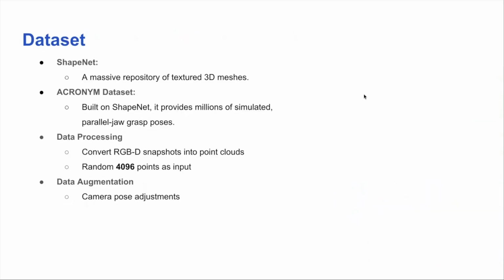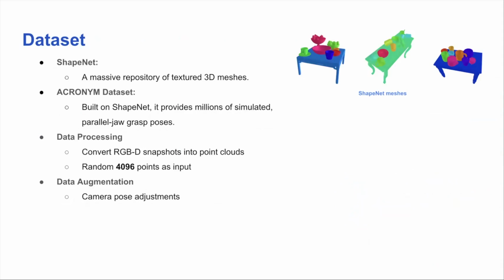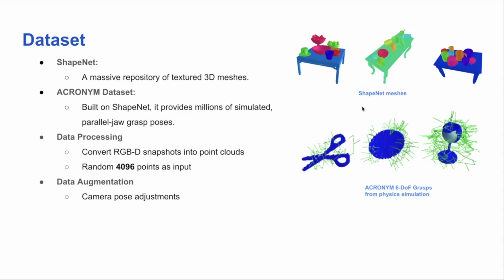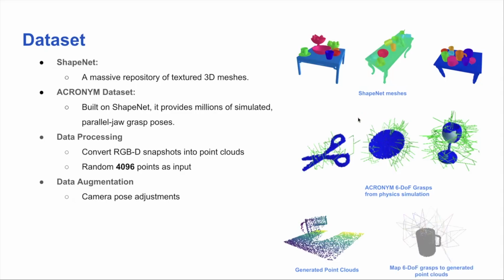To train our model, we built our dataset on two main sources. One is ShapeNet, where we have 3D meshes, and then ACRONYM, which has 3D grasp poses for all these objects. We took RGB depth images and converted them into point clouds, and specifically sampled only 4096 points and fed them to the model, and then the model predicts 6-DoF grasps on these point clouds. And to make this model invariant to different viewpoints, we augment the data with different camera poses.